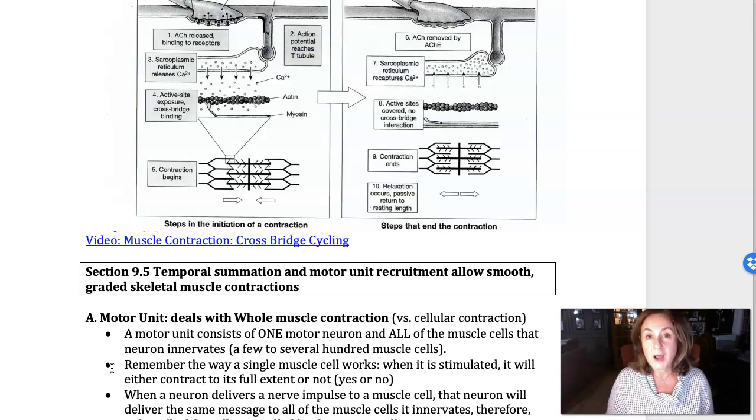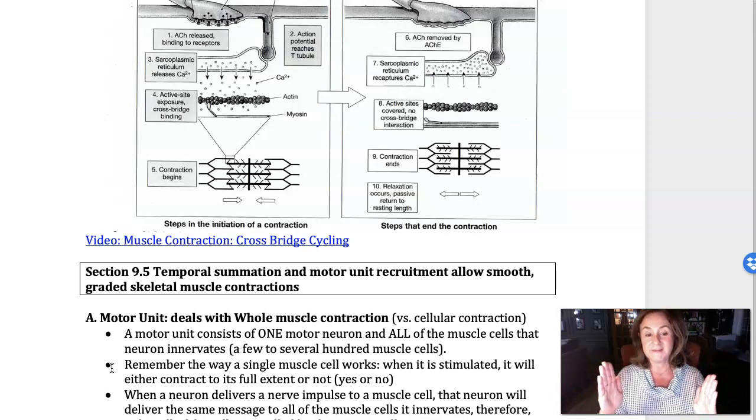We have talked about how we control a muscle cell, how we tell it to contract at the neuromuscular junction, how that signal to contract gets conveyed down the sarcolemma, falls down to the T tubules, stimulating the SR to release calcium, causing the cross-bridge cycling, right? Calcium will bind to troponin, tropomyosin moves out of the way, cross-bridge formation, and then myosin pulls actin towards the center of the sarcomere.